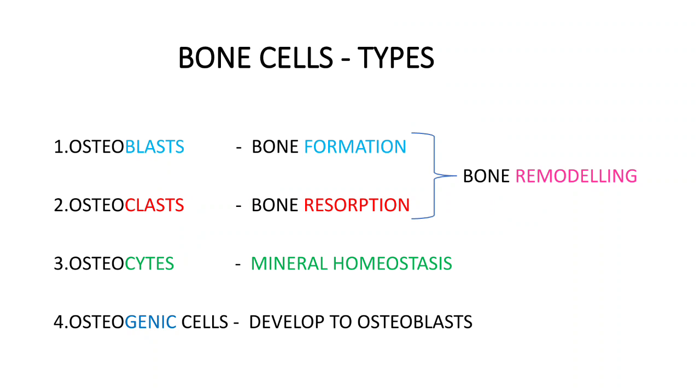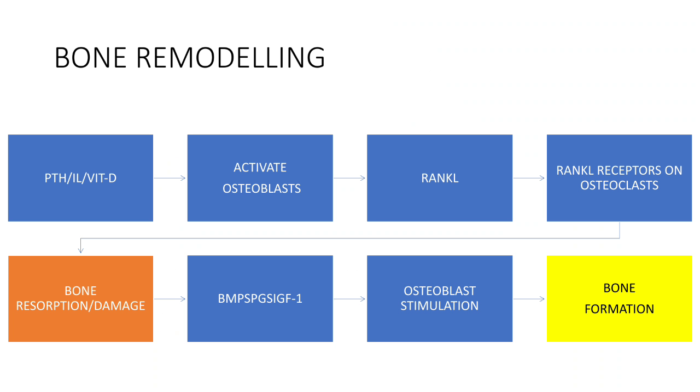The continuous process of bone breakdown and formation of new bone, that is the metabolic process of bone resorption and bone ossification, is known as bone remodeling. In response to low blood calcium levels, the parathyroid hormone, interleukins and active form of vitamin D, that is calcitriol, activate osteoblasts to form ligands, which are protein substances known as rank ligands. And for these rank ligands, receptors are present on osteoclasts known as rank ligand receptors.